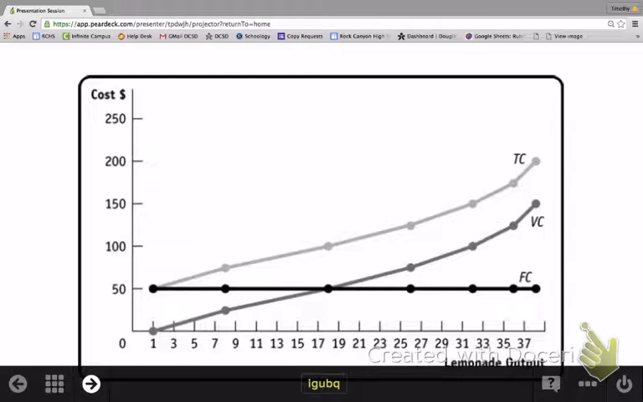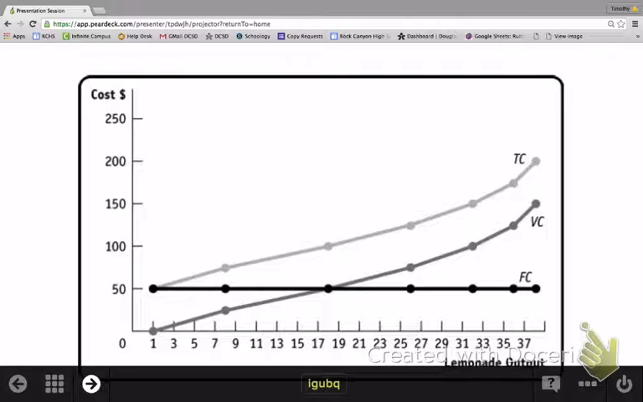In the graph below, or in this slide, we can see that fixed cost is a horizontal line. Why? Because it doesn't change. No matter how many units we produce, it always remains at $50. Even if 0 cups of lemonade are produced, it is still $50. But the variable cost curve, if you see that curve is rising. Why? Because as we produce more, we have to pay more for our variable costs. And so variable cost is rising, and it rises more quickly at higher levels of output. Why?